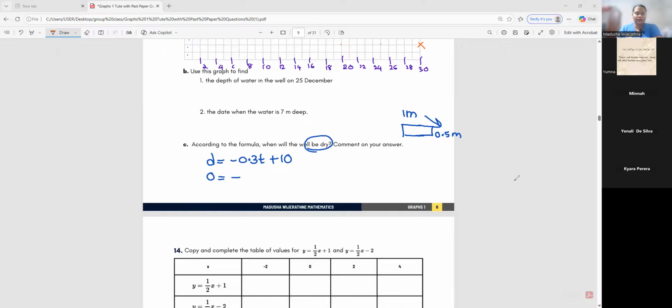D is equal to 0. Find the value of T. Then I can take minus 0.3 T to the left hand side. It becomes plus. T is equal to 10 divided by 0.3. This will be a decimal answer, so according to the decimal we can decide the day. Number of days cannot be decimal, no? 10 divided by 0.3 is like 100 divided by 3.